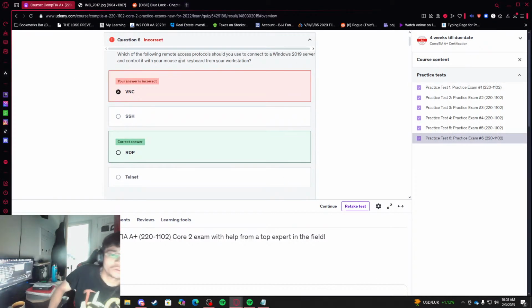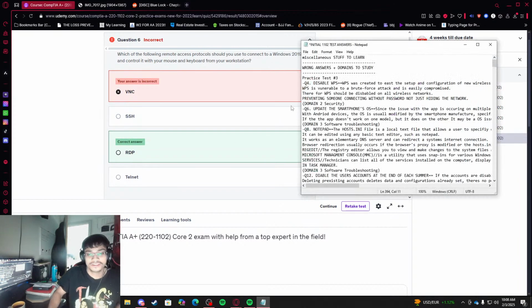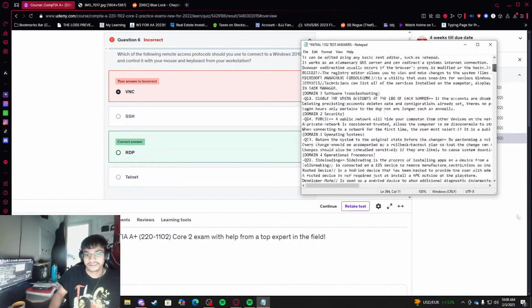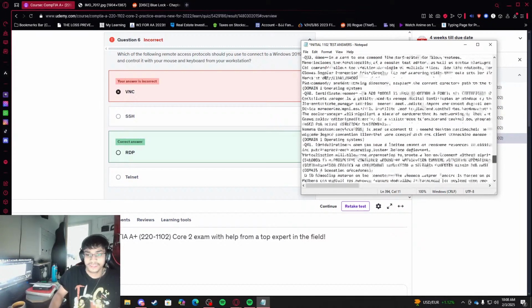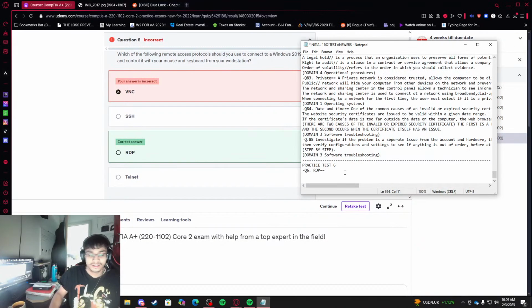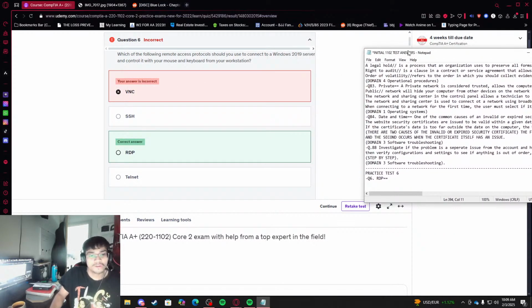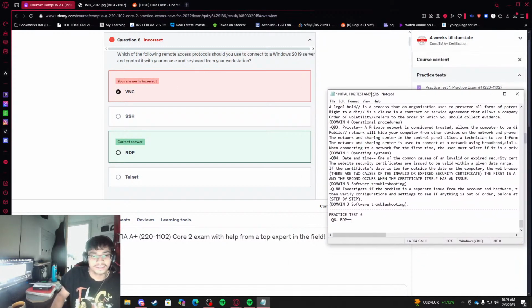Which of the following remote access protocols should you use to connect to a Windows 2019 server and control it with your mouse and keyboard from your workstation? RDP. I thought it was VNC.